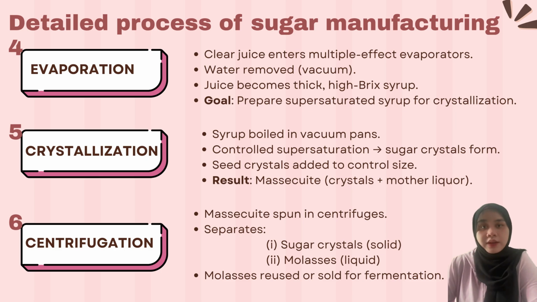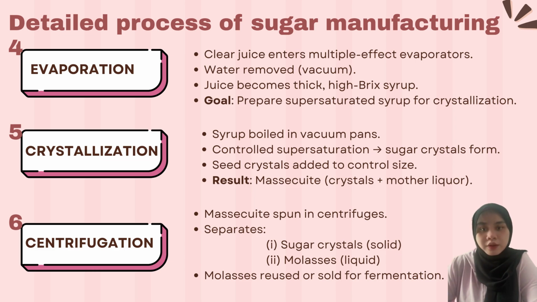Once the syrup is ready, it is boiled again inside vacuum pans. The boiling is controlled carefully to maintain supersaturation. And at this point, sugar crystals start forming. To make sure all crystals grow evenly, small seed crystals are added. This whole process produces what we call massecuite, which is a mixture of sugar crystals and the remaining liquid called mother liquor.